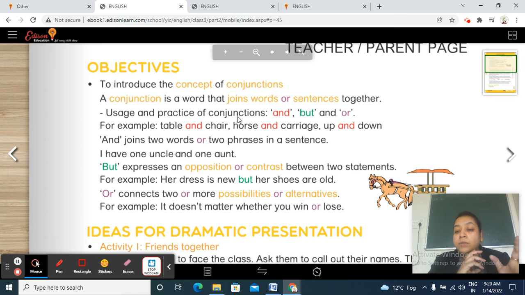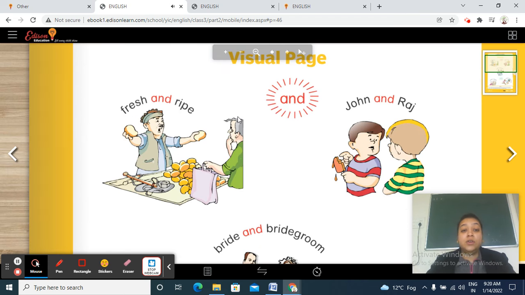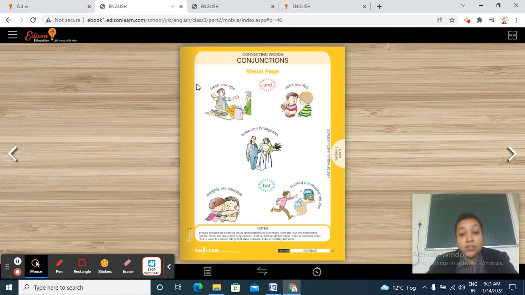When we ask, do you like cold drink or milk? We are giving two options. Then 'but': he is poor but happy, but honest. So we use 'but' when we have to contrast sentences related to one noun. 'And' is used when we have the same kind of items. And 'or' is used when we have possibilities or alternatives. Getting this point? You can see this on page 46.